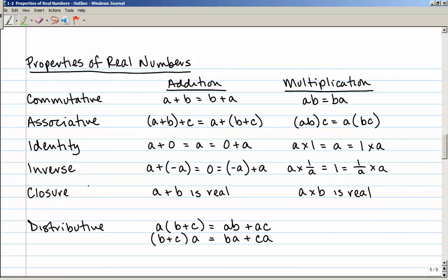Closure property, we're not really going to use this, but they throw it in the book. Basically, it says if you add two real numbers, the sum is a real number. If you multiply two real numbers, the product is a real number.